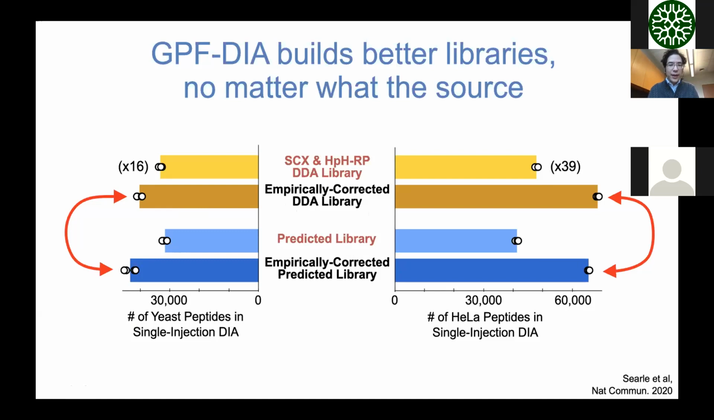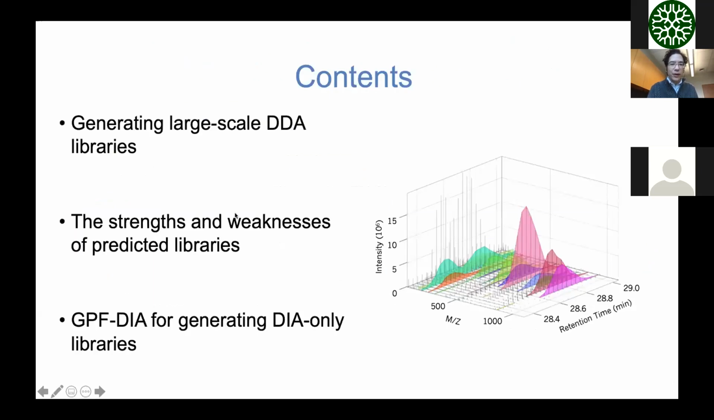Whether you're using DDA as the background or these predicted libraries, we find that these predicted approaches combined with gas phase fractionation, what we call empirically corrected, where we can correct the prediction based off of our gas phase DIA runs, actually makes for the best type of library given the amount of time that you have to make those measurements. So with that, I'd like to conclude.